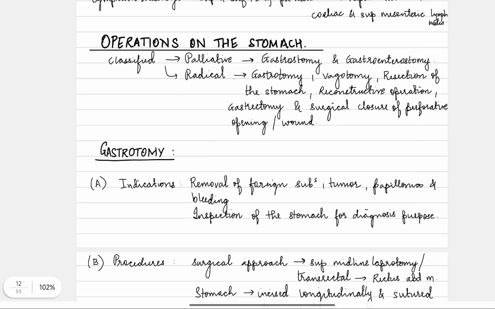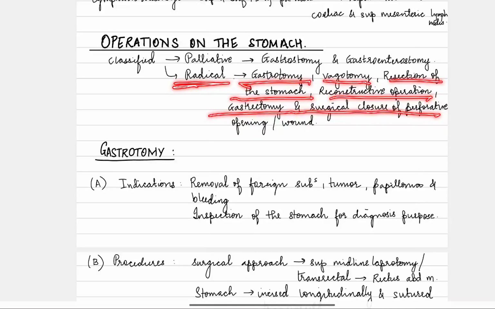Now next we move on to the operations on the stomach, which are classified into palliative and radical. Palliative: gastrostomy, gastroenterostomy. Radical: gastrotomy, vagotomy, resection of the stomach, reconstructive operation, gastrectomy and surgical closure of a perforative opening or wound.